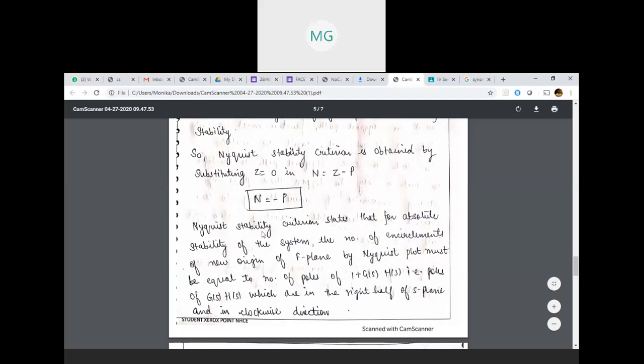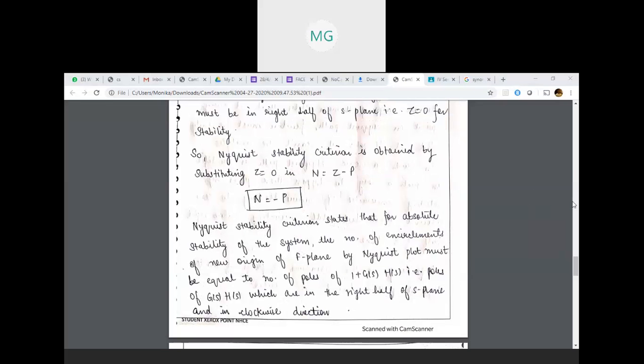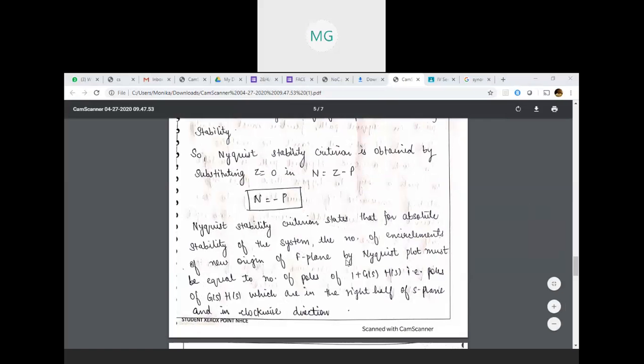That means the Nyquist stability criterion states that for absolute stability of the system, the number of encirclements of the origin of the F plane by the Nyquist plot must be equal to the number of poles of 1 plus G into H, that is, poles of G into H, which are in the right half of the S plane, and in the clockwise direction. Because the poles of 1 plus G into H are equal to the poles of G into H.